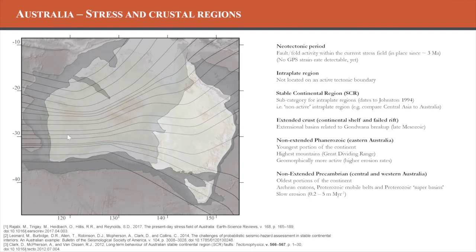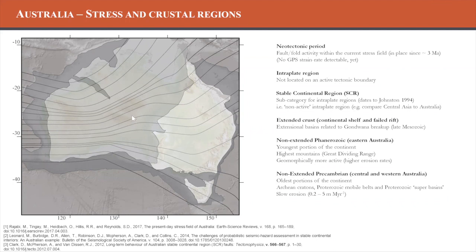The central and west of the country is where I tend to focus my work, and this is the Precambrian crust. So it's the oldest portion of the continent. It's all of these Archean cratons surrounded by Proterozoic mobile belts, so these orogenic belts from the Proterozoic, and a bunch of superbasins from the Proterozoic.